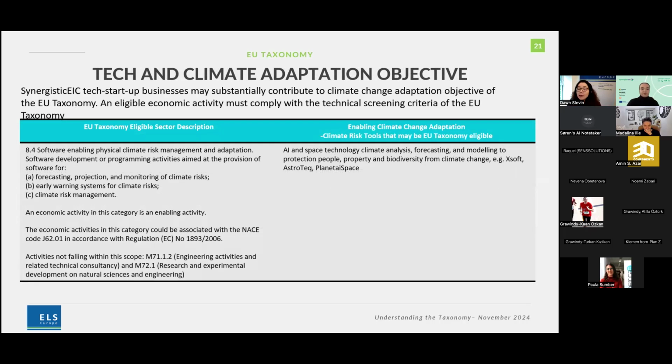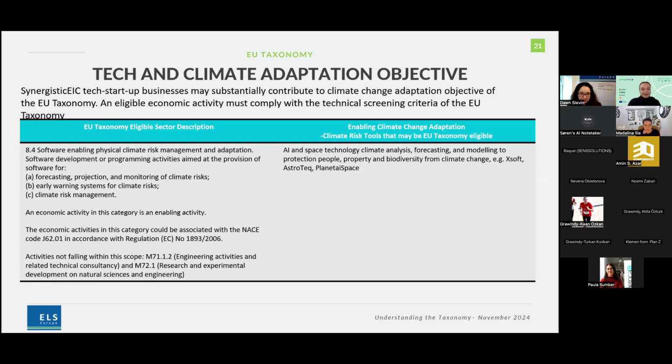Then if we look at the climate adaptation objective, and Denise, you could tell me if I'm running over time. I warned you that I get into the technical aspects of this. You can take as much time as you want. All right. Thank you.